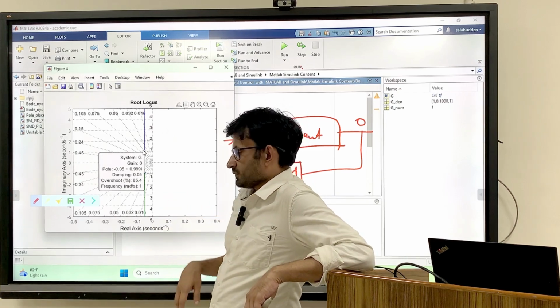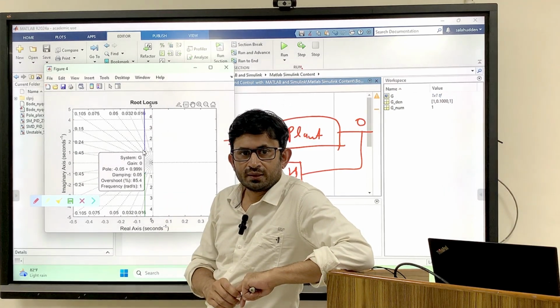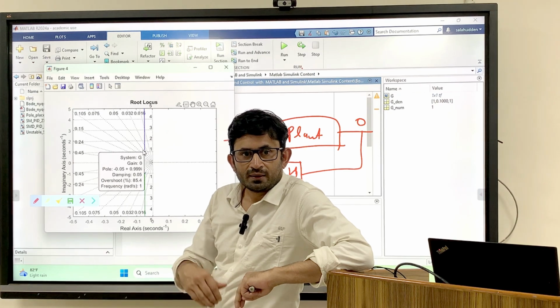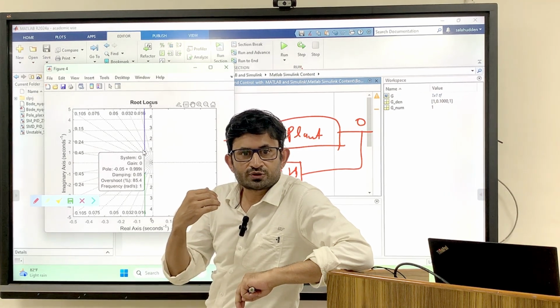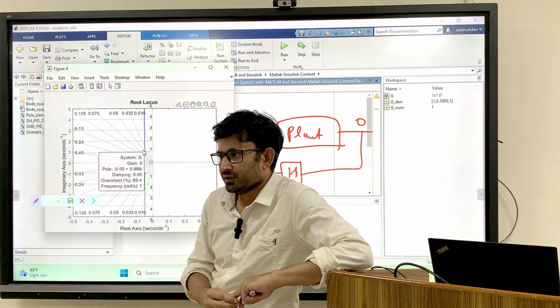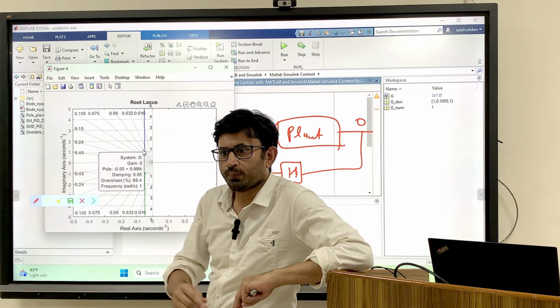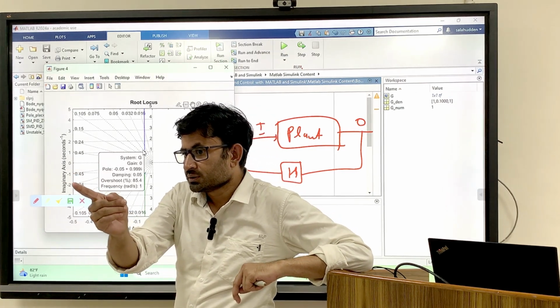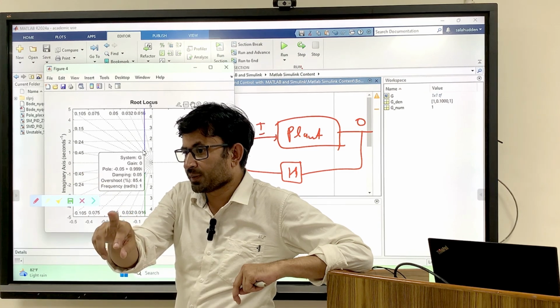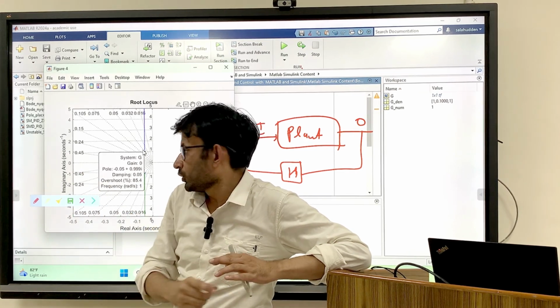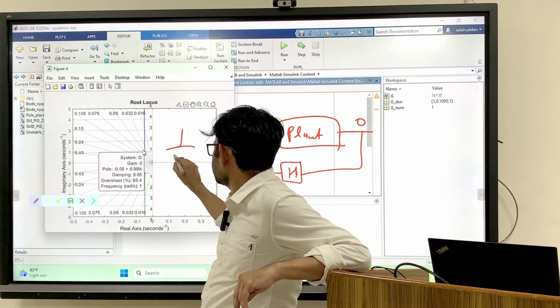But see, one more thing I said: when you change the gain from 0 to infinity, you are actually going from where? From open loop poles to open loop zeros. But do we have any zeros here?